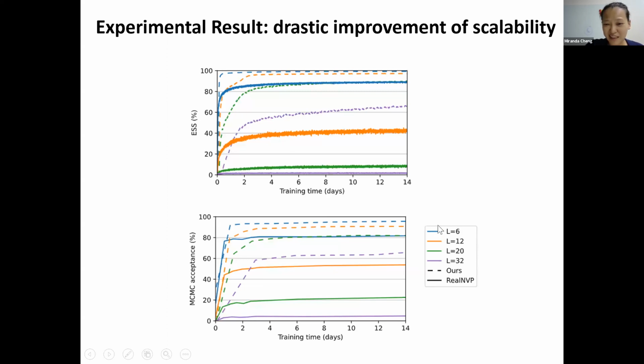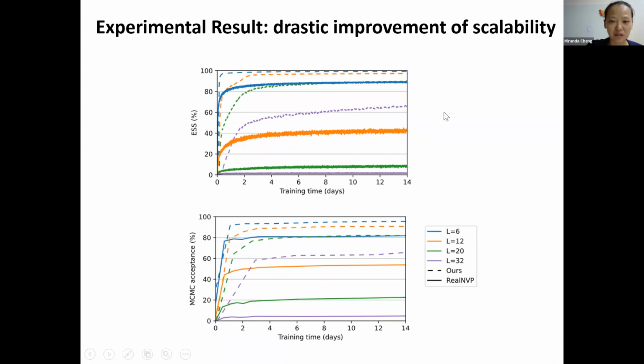So for L equals 6, or 6 by 6, really tiny, the difference in performance between the dashed line and the solid line is probably not that huge. But if you look at L equals 32, then no matter how many days you train, their network doesn't train into anything close to being usable.